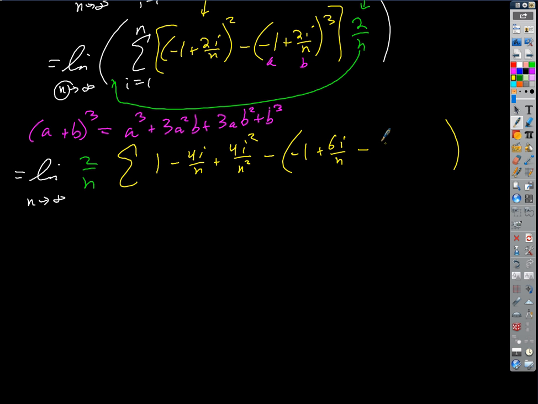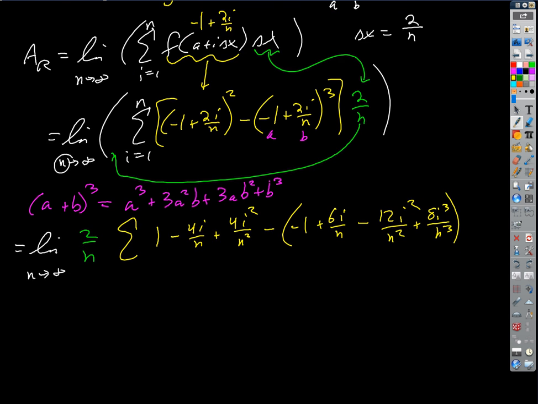So that's just that term right there, so minus 12i squared over n squared, right? And then finally, we're going to get B cubed, so that's just going to be 8i cubed over n cubed, right? Can you scroll up a little bit? Sure.